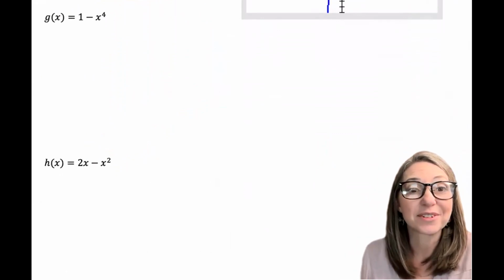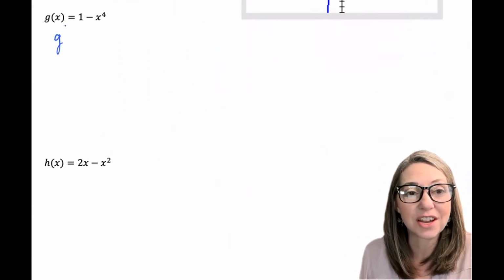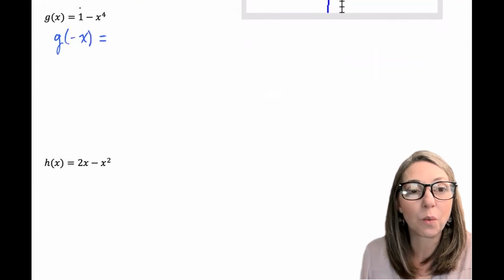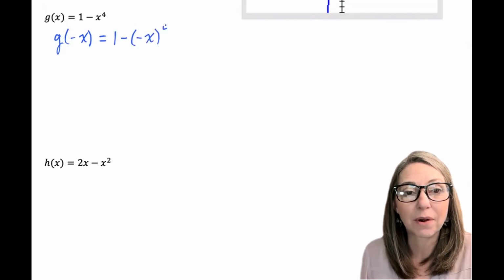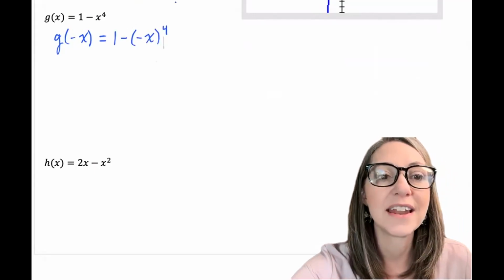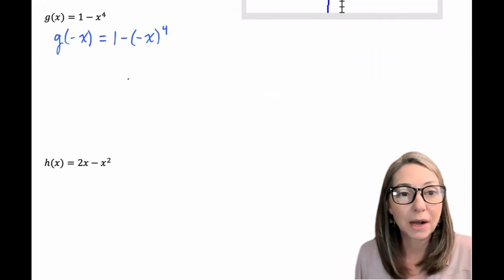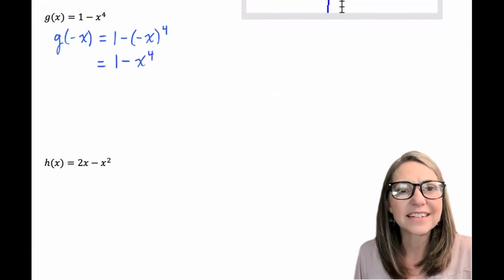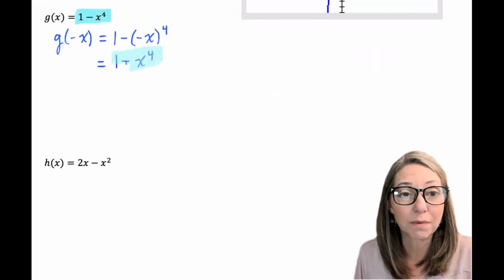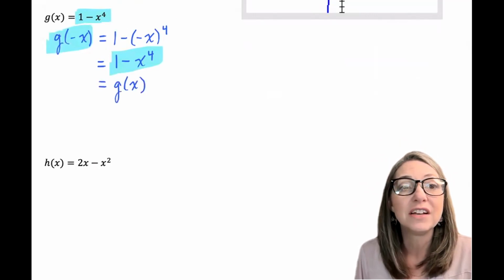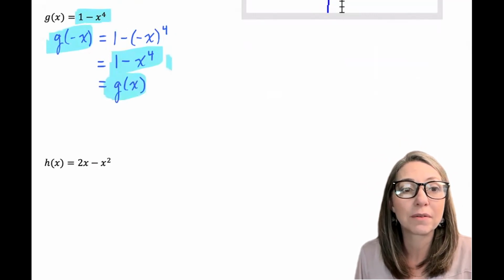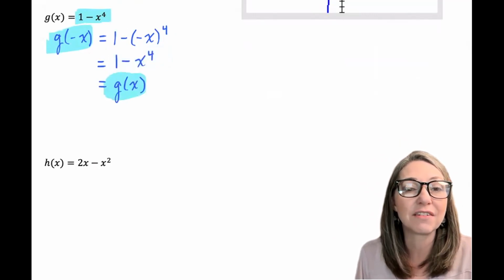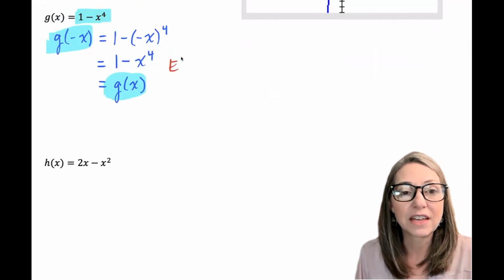Well, let's find out. If we plug in negative x, I'm going to take g of negative x. Well, g of x is equal to 1 minus x to the fourth. So that would be 1 minus negative x to the power of 4. Well, a negative to the fourth power becomes positive. So that becomes 1 minus positive x to the fourth. Well, look at that. That is exactly what we started with. g of x is 1 minus x to the fourth. So we literally just showed that g of negative x is equal to the original function g of x. And that, you might remember, is the definition of an even function. So this function here is even.